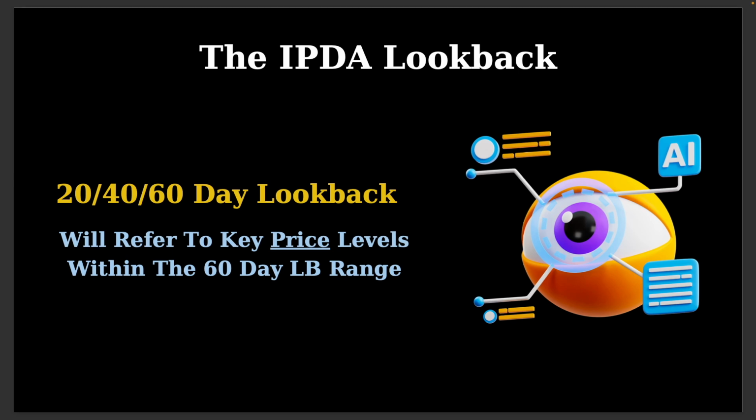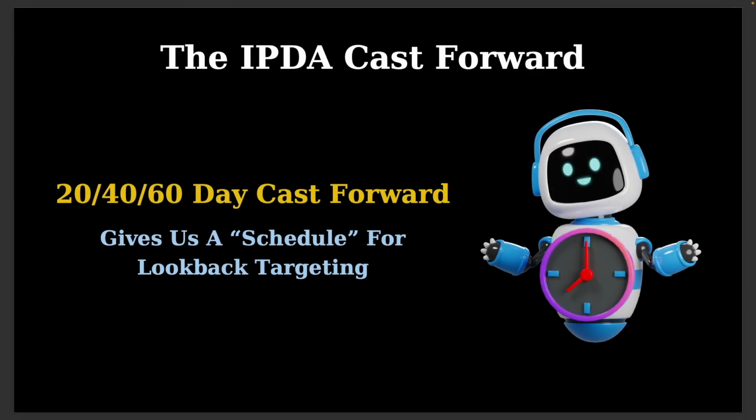So how does IPDA operate? We know that it refers to time and price, but how do we use this in our trading? Well, we have the 20, 40, and 60-day look back. The algorithm will look back 20, 40, and 60 days and refer to key price levels, or liquidity pools, highs and lows on the daily chart within that 60-day look back range. And once we understand how to find these look back targets, which of course we'll discuss later on in the video, it gives us a real good idea with real logic on where to expect price to go on those higher time frames.